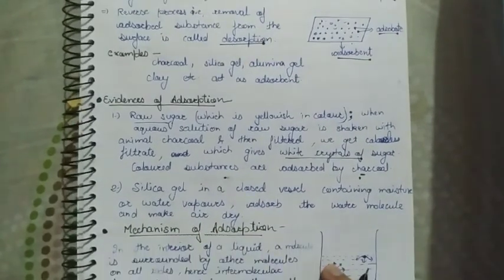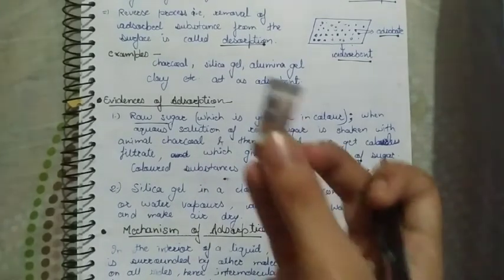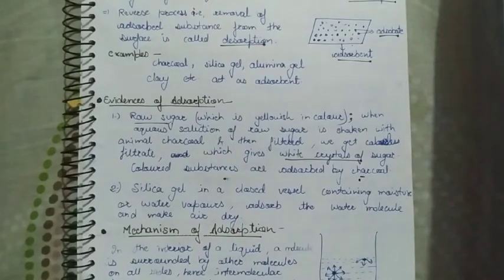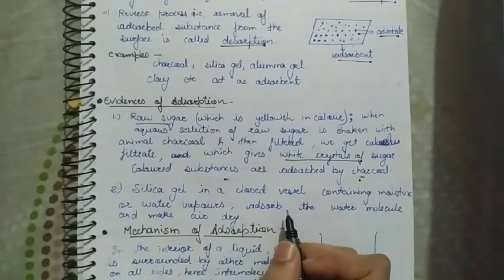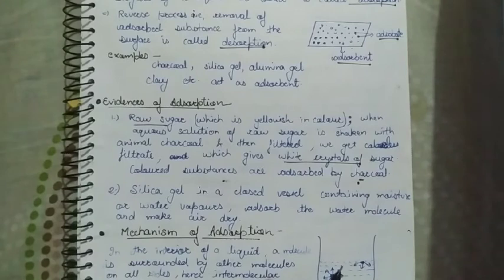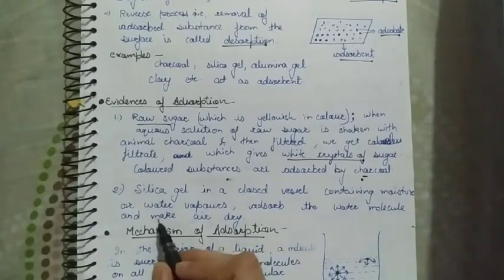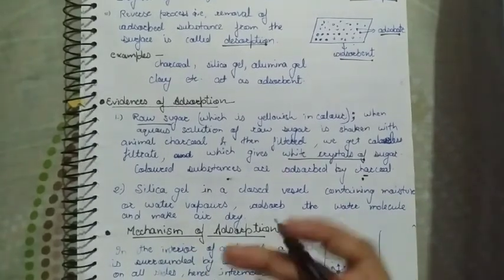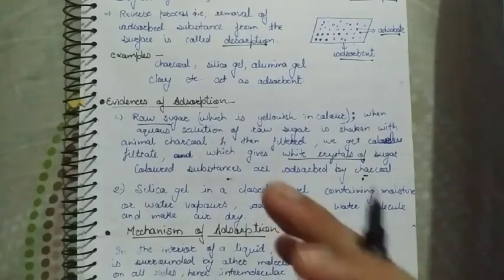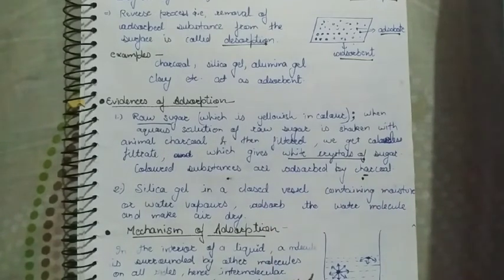Another example is this small packet that I have just shown you. It is silica gel. When it is kept in a closed vessel that contains moisture, and that closed vessel can be your shoebox or your bag that contains moisture or water vapors, it adsorbs it and makes the air dry, so you won't get that foul smell from your shoes or your bag.